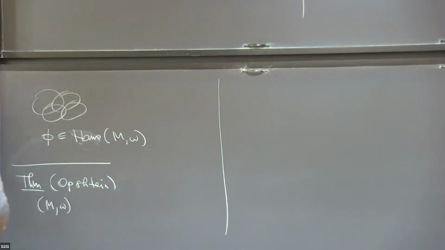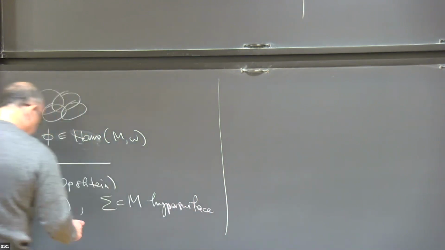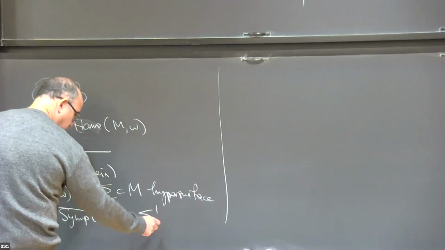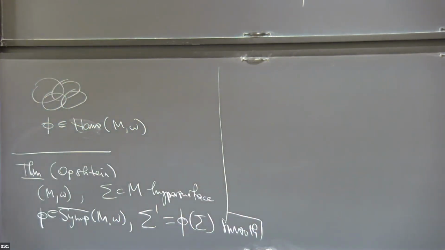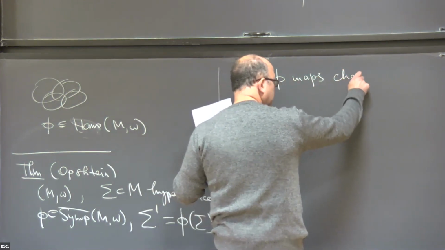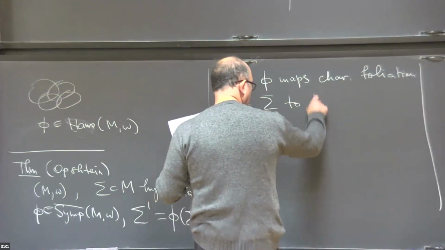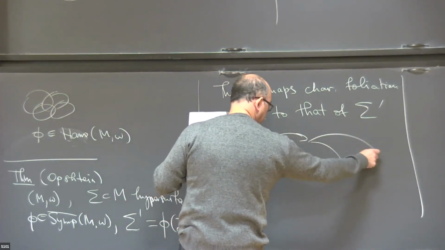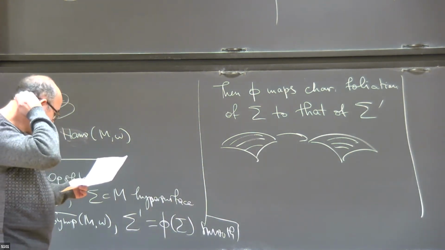If you have a symplectic manifold, and sigma is a hypersurface, and we assume phi is symplectic, and the image of sigma under phi, let's assume that it is also a smooth hypersurface. Then phi maps the characteristic relation of sigma to the characteristic relation of the image. So we have characteristic lines, and they must go to characteristics exactly as in the case of smooth symplectic diffeomorphisms.